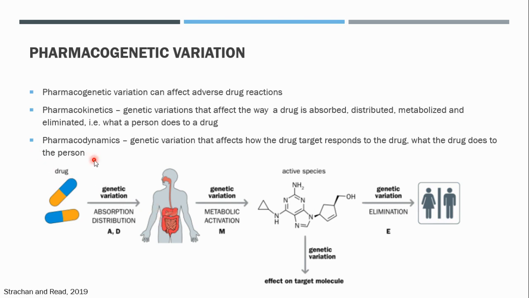The second aspect of pharmacogenetic variation involves pharmacodynamics. Now, when we talk about pharmacodynamics, we talk about pharmacogenetic variation in an individual that affects how the drug target responds to the drug. So, for example, we have a drug, the drug is then metabolized, and then we look at how that active form of the drug impacts on the drug target or the target molecule. So it's what the drug does to its target, or what a drug does to the person, and how genetic variation in that individual can impact on this.